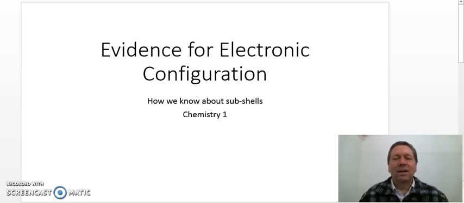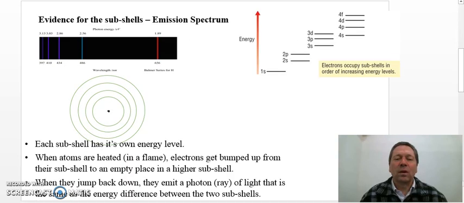Hello everyone. Today we're looking at evidence for the electronic configuration of electrons in atoms. Now, there are reasons why we think there are shells, and why we think the electrons go into shells and subshells. We need to look at some of those reasons, and it helps us explain some things.